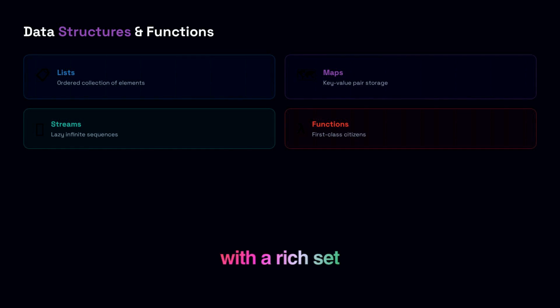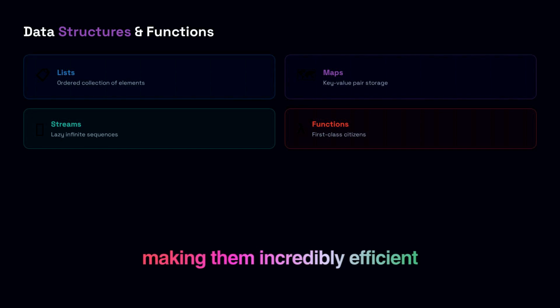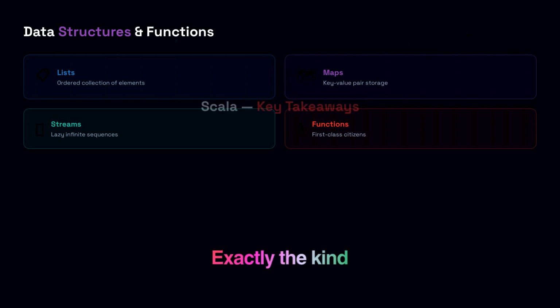And finally, Scala's powerful data structures. Scala ships with a rich set of built-in data structures designed for both everyday programming and large-scale data processing. List, Map, and Stream. List: an ordered immutable sequence of elements, perfect for processing collections of data in a functional style. Map: a key-value store that lets you organize and retrieve data with speed and clarity. Streams: lazy sequences that process data on demand, making them incredibly efficient for working with large and continuous data flows, exactly the kind of workload you encounter in big data pipelines.